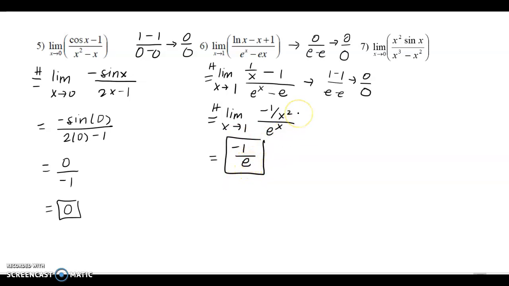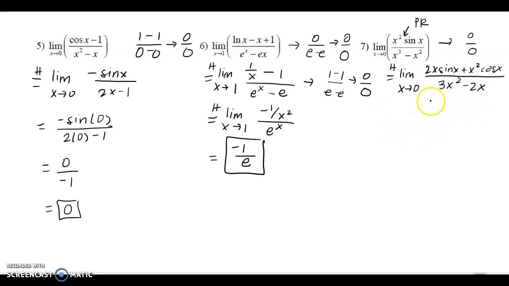All right, number 7, this nasty looking problem. If I plug in 0, I'm going to get 0 over 0. Notice when I take my derivative here, I'm going to have to use product rule. And so I have 2x sine x plus x squared cosine x. All over 3x squared minus 2x.